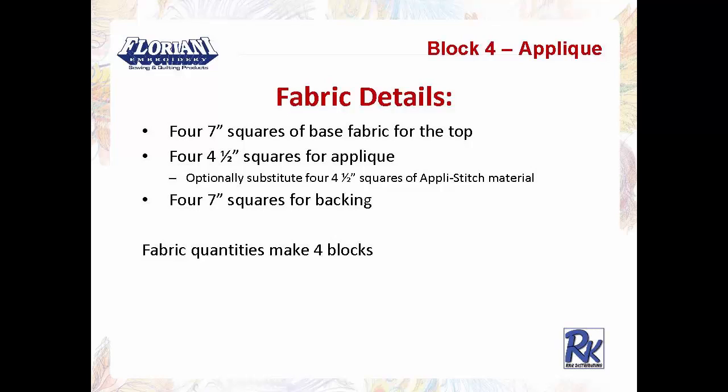You're going to need four 4.5-inch squares of fabric for the applique. You could optionally substitute 4.5-inch squares of the applique stitch material, and you'll need four 7-inch squares of fabric for the backing. The quantities we're listing here will be enough to make all four blocks.